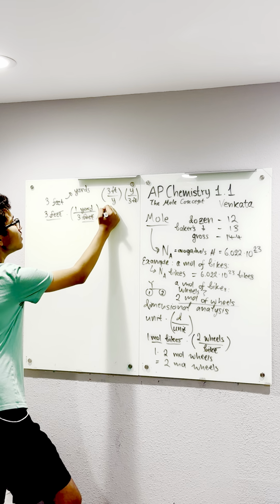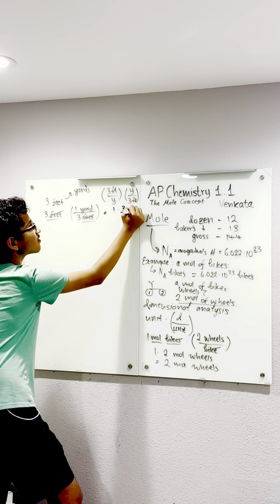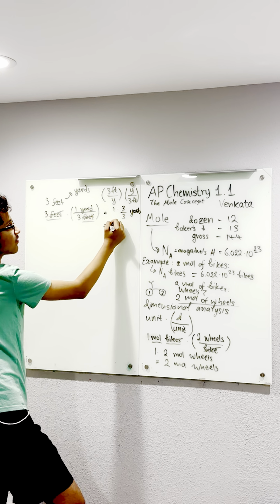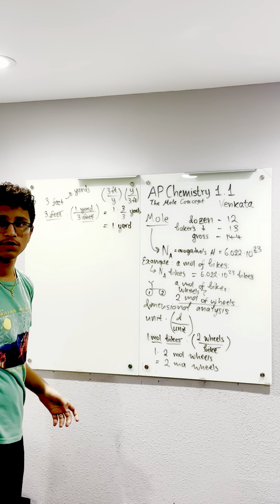So those cancel out, and that leaves us with 1 times 3 divided by 3 yards. All right, and that should actually be yards. And that gives us exactly 1 yard. That was not that difficult of a problem, right?